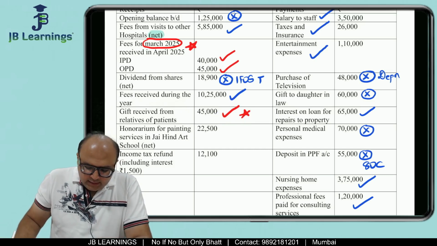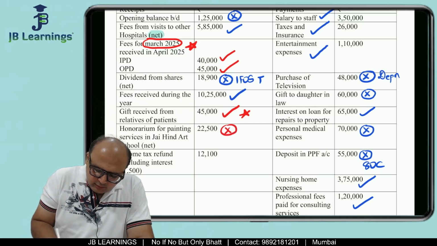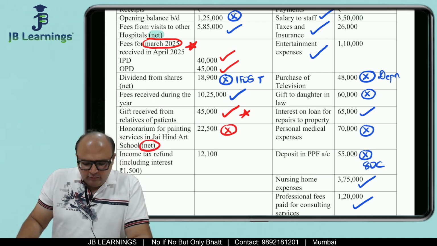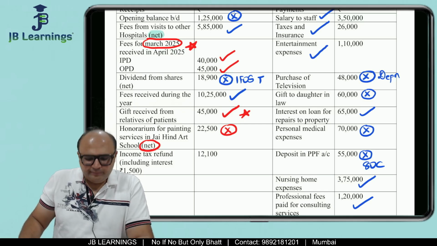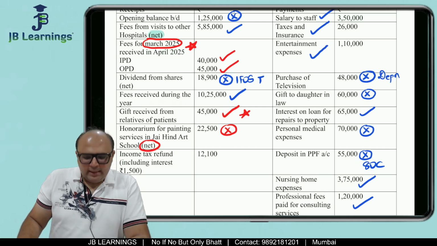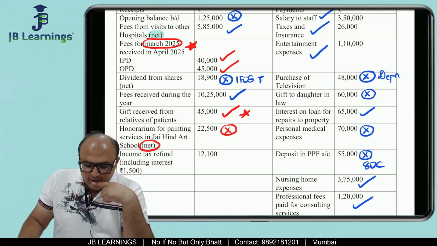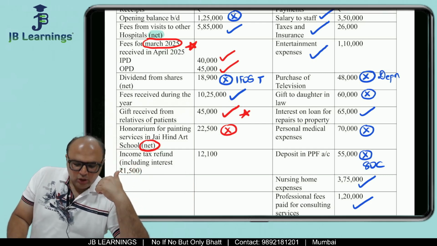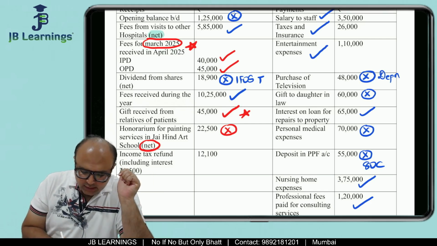Honorarium for painting services in Jai Hind Art School. Friends, honorarium, now again they have given net amount. Normally for a professional, TDS is deducted at 10% when the amount is more than 30,000. And as per the amendment, now it is 50,000. So you obviously have to remember the amended part only. But earlier it was 30,000. Now it is 50,000.